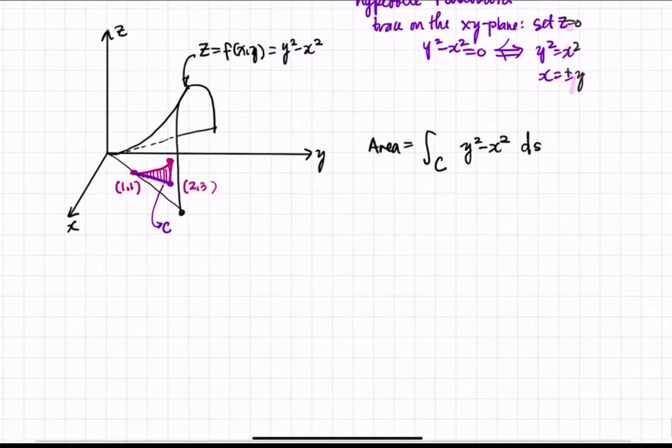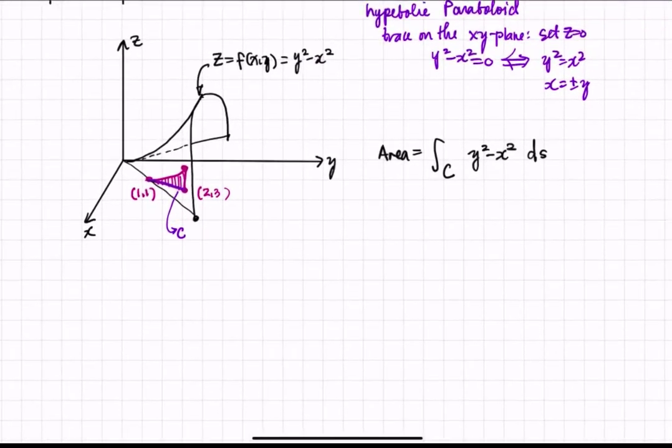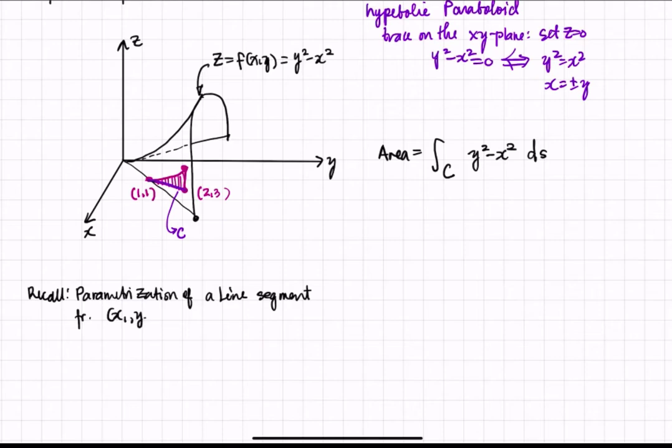To do this, we need r of t. We need to parameterize C. So how do you parameterize this? What is the recall here? Maybe you don't remember anymore. So, the parameterization of a line segment from x1, y1 to x2, y2.